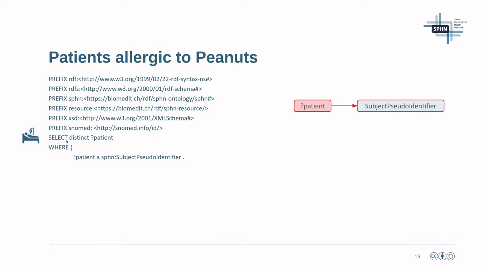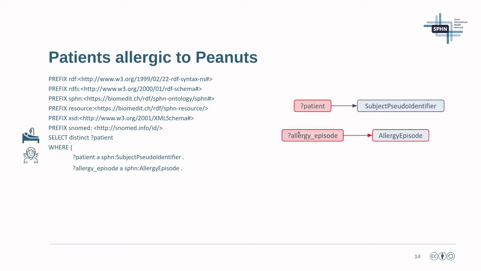Then we write our graph pattern with the statement where. So we first state that our patient must be of type SPHN subject pseudo identifier. This is represented with this red arrow here, that there must be this connection between this variable of interest and the subject pseudo identifier. Then we define a variable allergy episode for representing the allergy episode from SPHN. So there must be an allergy episode which is of type SPHN allergy episode. Then similarly we have a substance variable which refers to an SPHN substance.